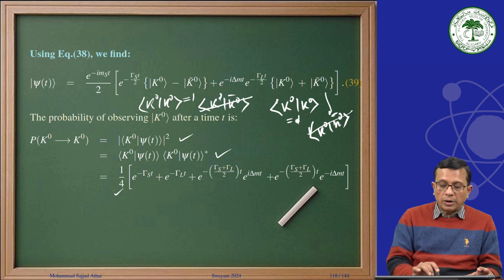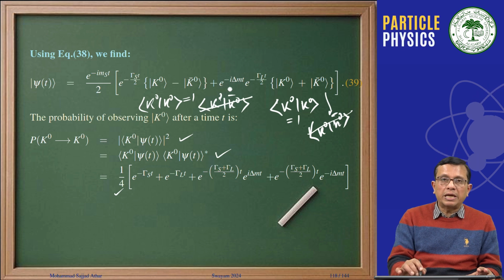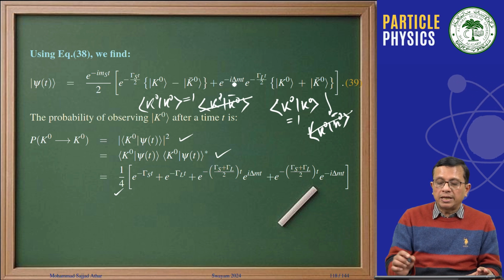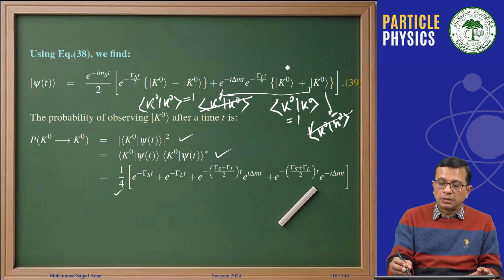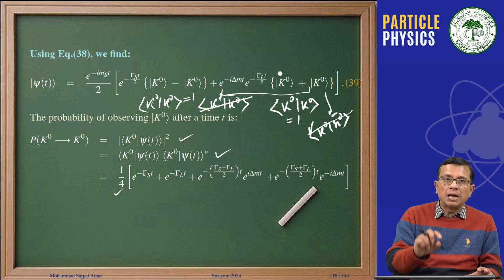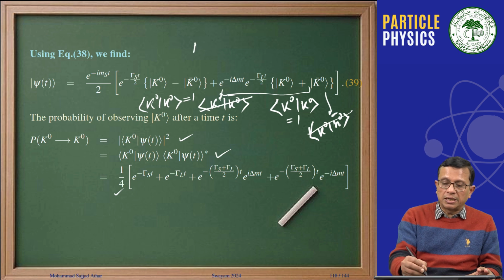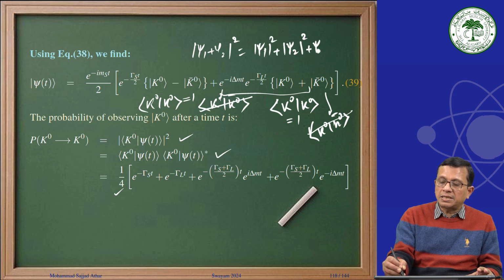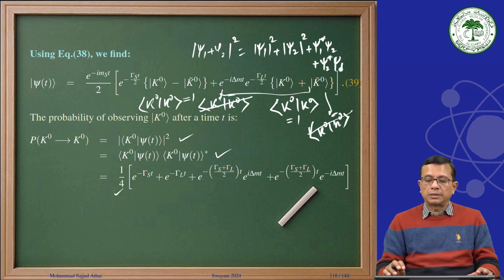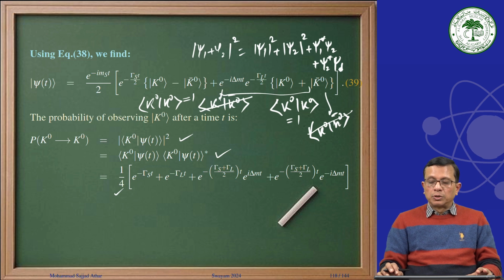Therefore, you notice that what we have is e to the power minus gamma s t plus e to the power minus gamma l t, because here also we have e to the power minus i delta m t and then e to the power plus i delta m t. Then we have to take this quantity and the conjugate of the second fellow, and then this quantity and the conjugate of the first fellow. It is something like mod of psi 1 square plus mod of psi 2 square plus psi 1 star psi 2 plus psi 2 star psi 1. This is what we are supposed to get.